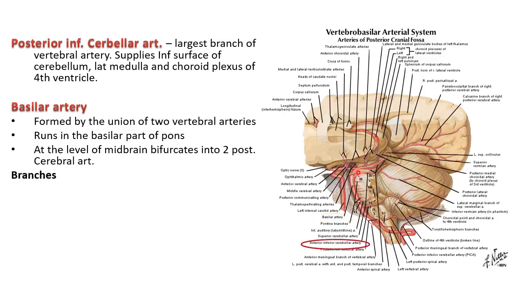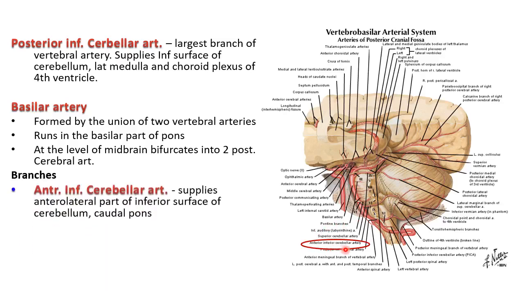Okay, so what are the branches from this basilar artery? Mainly the anterior inferior cerebellar artery. So one of the branches is the anterior inferior cerebellar artery. It supplies the cerebellum and the caudal part of the pons. Okay, which we have seen here, the anterior inferior cerebellar artery mainly supplies the anterior inferior part of your cerebellum.